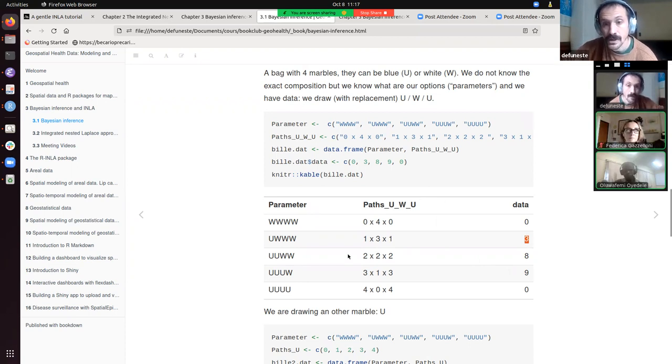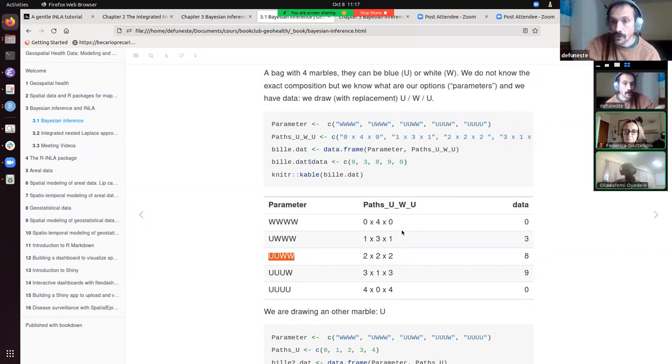Here, what's the probability of drawing blue, white, blue if the bag is blue, blue, white, white? It's two by two by two. If I put my hand into the bag, I have two chances to draw a blue one.